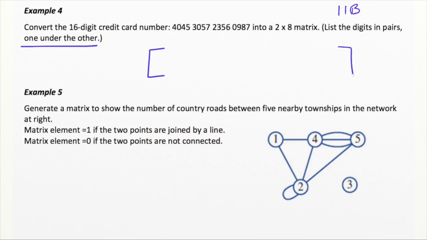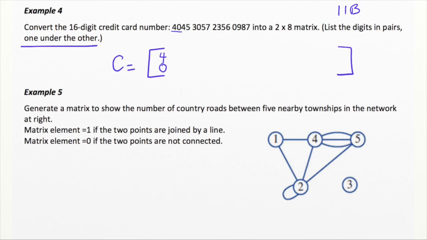Now it's a 2x8, which means I have 2 rows, 1, 2, and I'm going to have 8 columns, so 1, 2, and so on and so on. So when we write our matrix, we don't really usually write those numbers in, and we can call it maybe C because of credit card. So we want to list the digits in pairs. So get them in pairs. So 4 and 0, that's a pair, and one under the other.